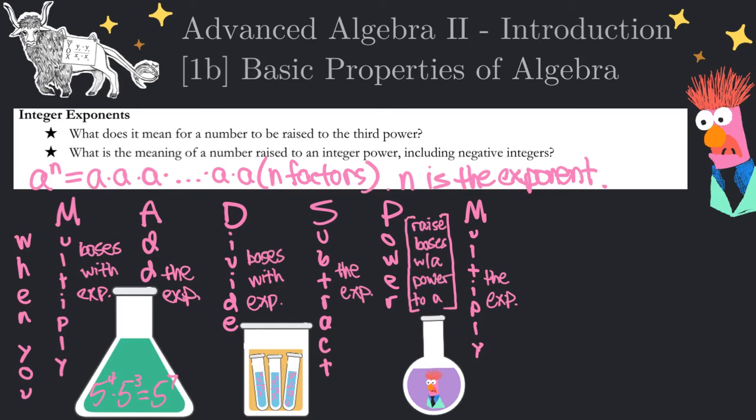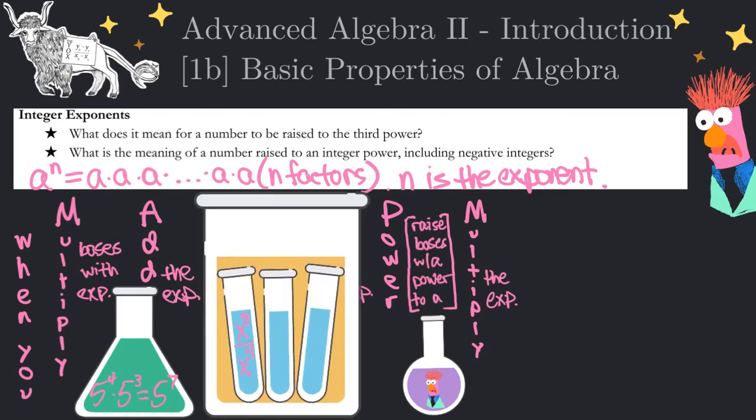Let's do another example for the DS part of the mnemonic. We have x to the 9th divided by x to the 4th. Notice how I used a variable there instead of the number. So what that is equal to is x raised to the 9 minus 4, which is 5. So we have x times x times x times x times x.